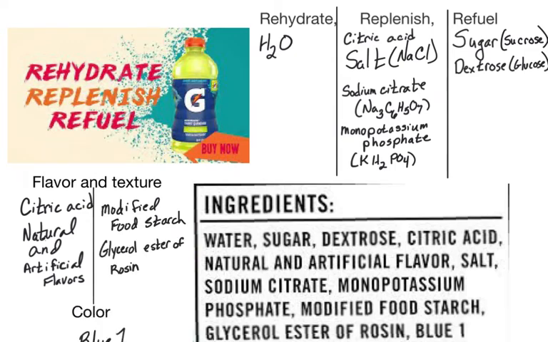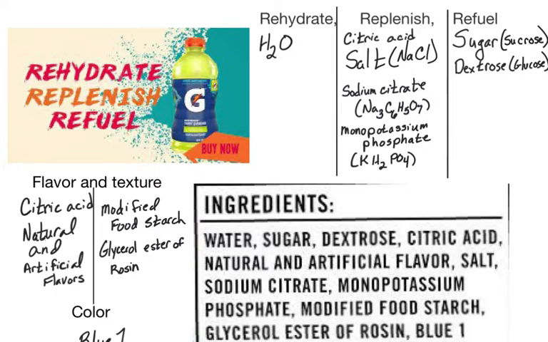So some of them are very easy. Natural and artificial flavors are obviously used to flavor things. The modified food starch and the glycerol ester of rosin are used to change the texture slightly of the Gatorade, so those are not part of the rehydrate, replenish, and refuel section. And finally, we have the blue 1, which is to color. It's to make it look blue. In this case, this is for a blue Gatorade.